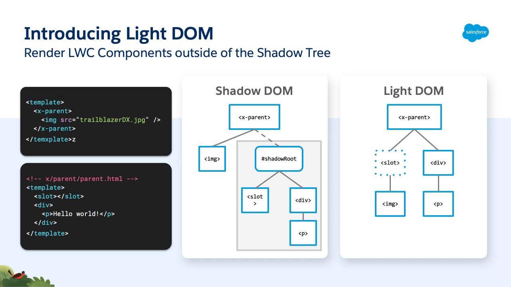One which is rendered in the shadow DOM and the other that is rendered in the light DOM. One key difference you may notice is that there is no shadow tree and there's no shadow root. Keep in mind that this component is rendered in the same DOM tree, so the content of the component is now rendered as children elements of the X parents.